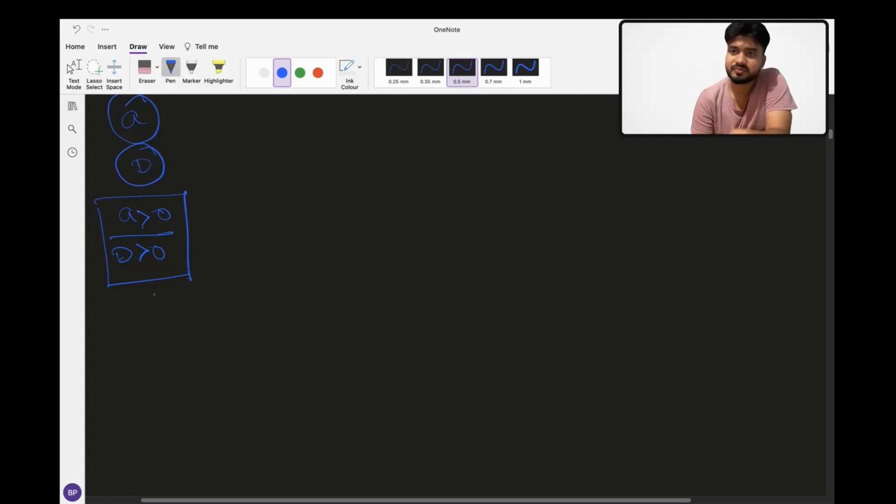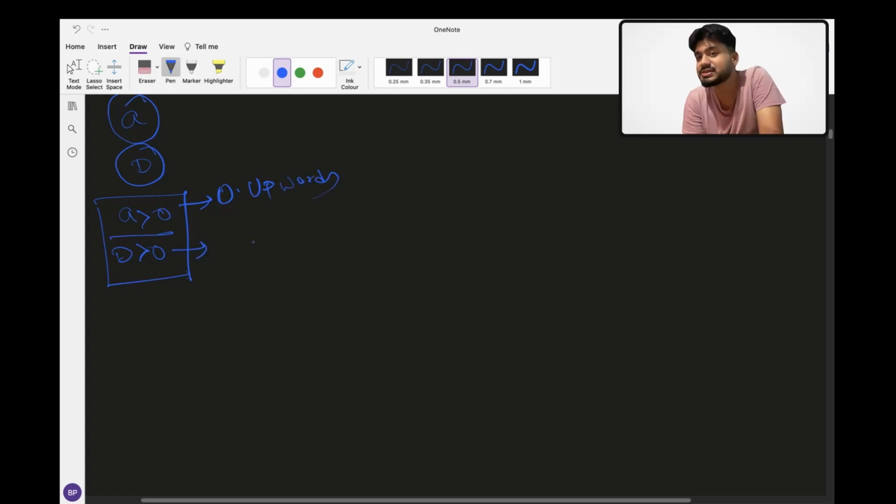Yes or no? So A greater than 0 means it is open upwards. But D greater than 0 means? Yes, very good. It has two real unequal roots. Great. So what will be the graph? That means it will have two roots alpha and beta and it will open upwards.